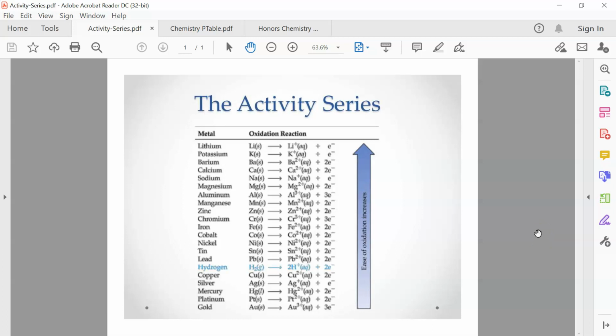Basically what happens with the activity series is anything on the activity series, if it is above something, that means it can replace it. If it's below it, it will not work. So for example, zinc. Zinc is right here. Okay, anything above zinc, zinc cannot knock out. Okay, so like aluminum. If zinc wanted to replace aluminum, zinc isn't higher on the activity series, so zinc would not be able to replace aluminum in a single replacement reaction. Okay, zinc could replace iron in a single replacement reaction because zinc is higher than iron on the activity series.